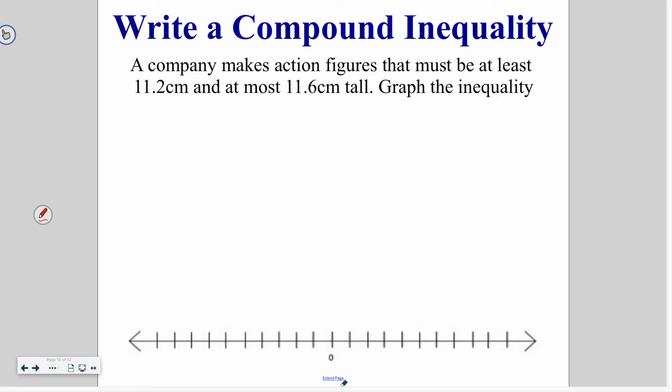Word problems. So we have a company that makes action figures that must be at least 11.2 centimeters and at most 11.6 centimeters tall, graphing the inequality. So when we have that phrase, at least, that was we want it to be bigger than or equal to. So we want bigger than or equal to 11.2. It gives us the word and, so that means we have an intersection. At most, so it's got to be smaller than or equal to 11.6 centimeters.